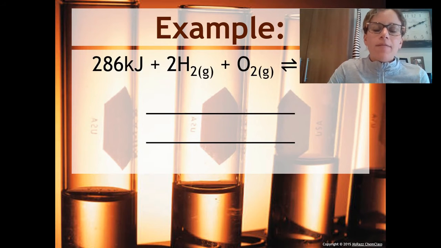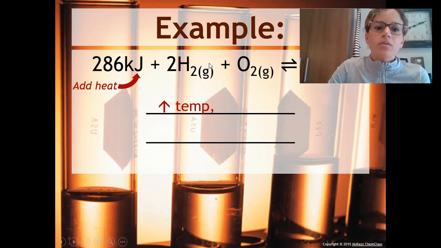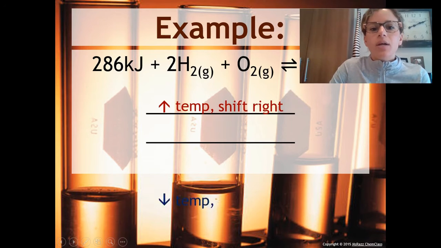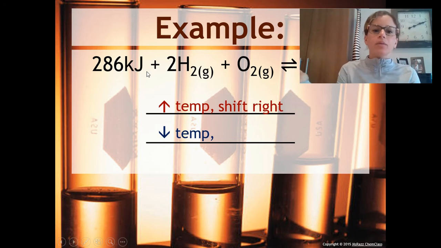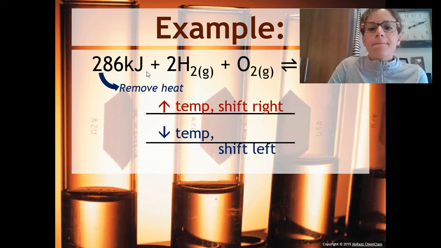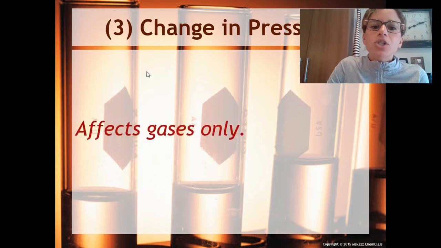Okay, so here we have 286 kilojoules plus hydrogen plus oxygen makes water. So this is an endothermic reaction. So if we increase the temperature, so this is going up, to relieve that stress, it's going to shift to the right. Okay, if you decrease the temperature, so this has gone down now, literally it's going like this, so it's going to shift to the left.